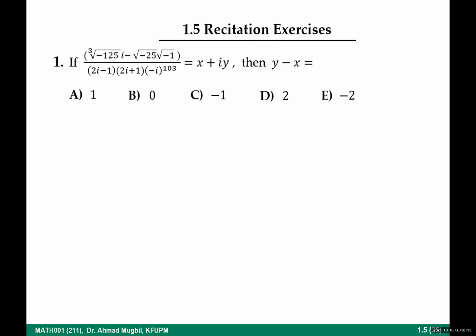Let's solve a recitation exercise. Let's solve this. I think this is the best exercise to summarize all what we did today. If you can solve this exercise, then this means that you mastered the topic of the class of today. Please, in your notes, try to solve this exercise. You have a complex number. He wants you to write it in the standard form. Then find the real part and the imaginary part and subtract them. The imaginary part minus the real part. Interesting exercise. You will learn a lot from this.